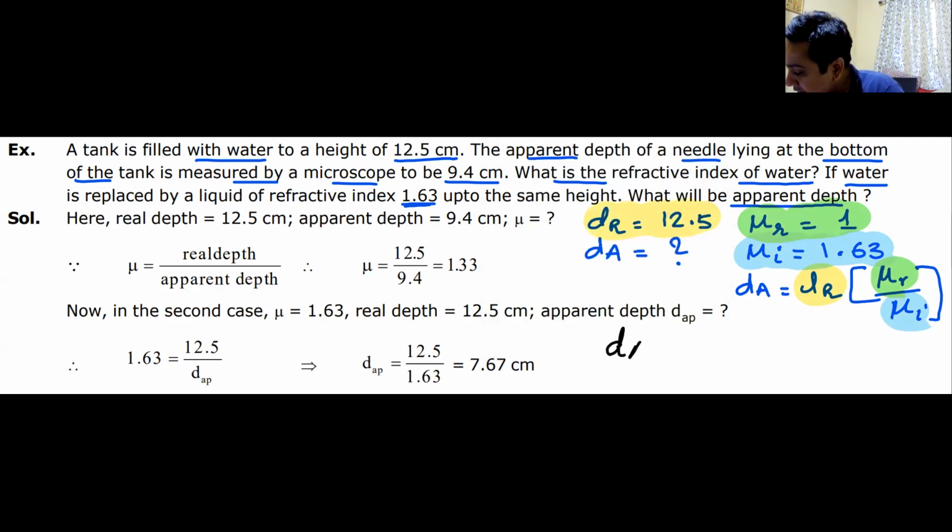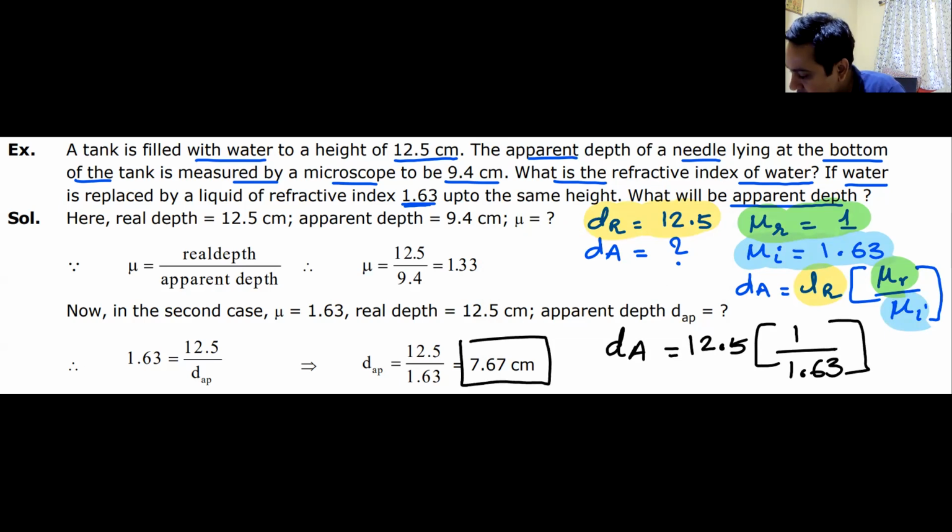D apparent becomes 12.5 multiplied by 1 divided by 1.63. I solve this and I will get 7.67 as the answer. Do we understand this?